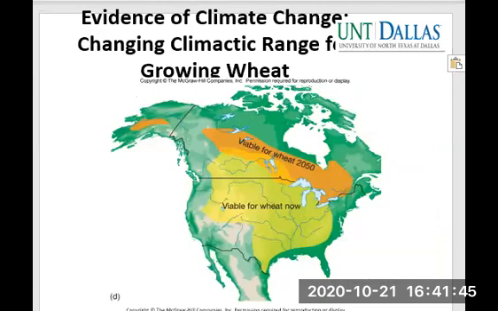Here is some evidence of climate change. That's the changing climatic range for growing wheat. The climatic conditions for farming are also shifting, and it has been assumed that by 2050, wheat production may have shifted to central Canada. So we all know that growing crops depend upon the climatic conditions, in addition to the soil conditions, or how the soils are.